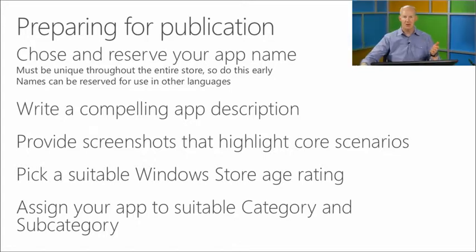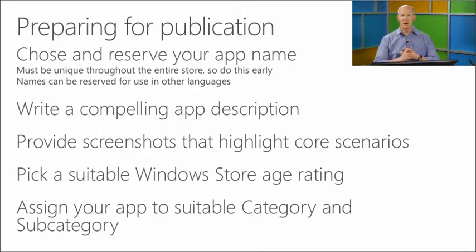So when I'm preparing for publication, there's a lot of things that I need to think about. The first thing is to go through the requirements and make sure that you understand what's required of you as a publisher. The next thing you need to do is reserve an app name and make sure that it's unique. Just like having a unique URL on the web, you reserve that app name according to your account before you start any work, because no one wants to get to the point where they're ready to publish and they say, my app name is Foo, and there's already a Foo app out there and you can't use that name.